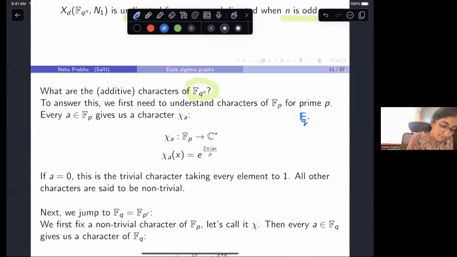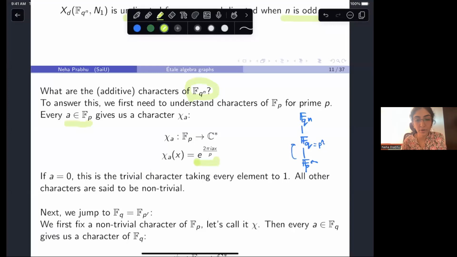So you have F_q to the n, you have F_q, so this is the extension we're talking about. But F_q is some p to the r. So there's a prime subfield sitting underneath all this. That's like the ground level. We first need to understand what the characters of F_p are, and then we will use that to construct the characters of these fields above. The ones right below are, for each a in F_p, a character of this form: e to the 2 pi i by p, or you can write it as zeta, a primitive pth root of unity.